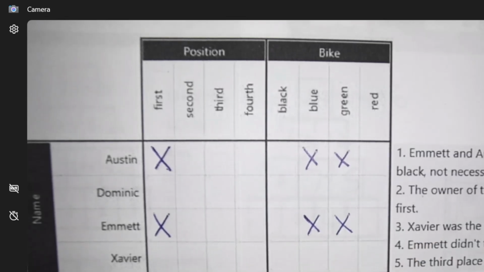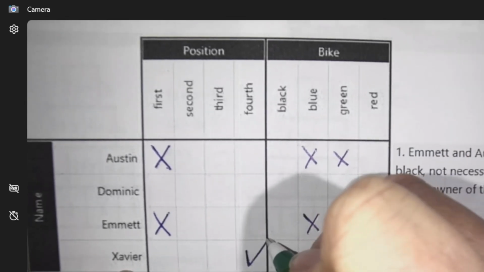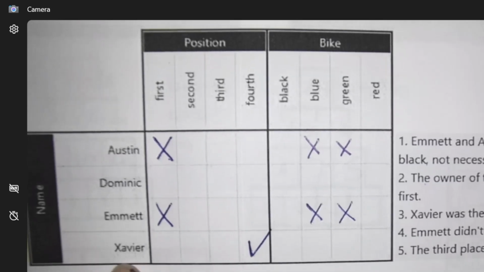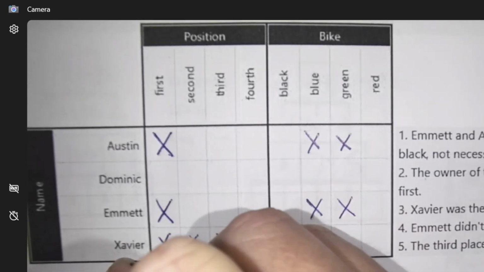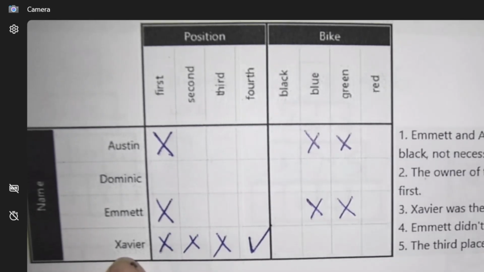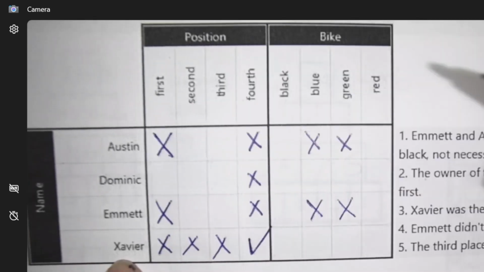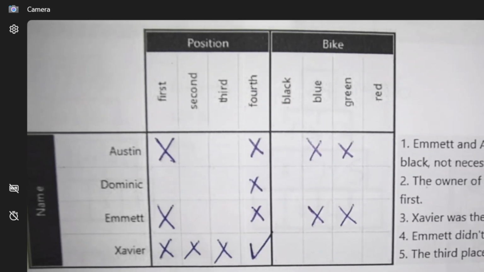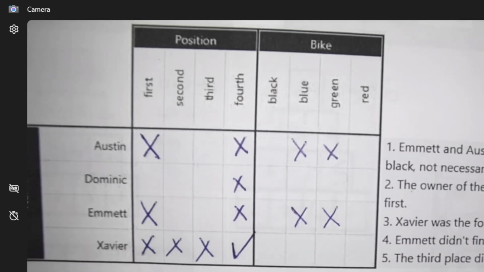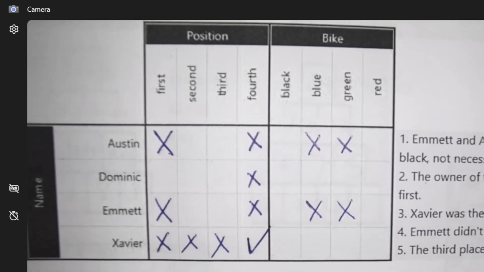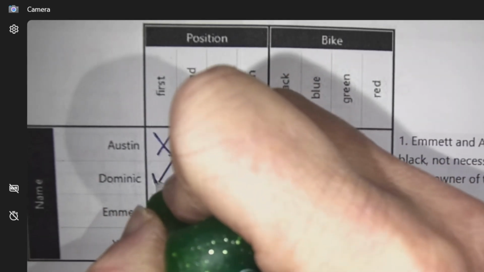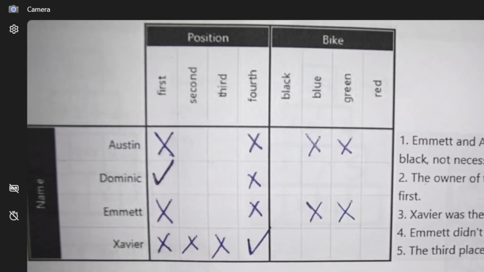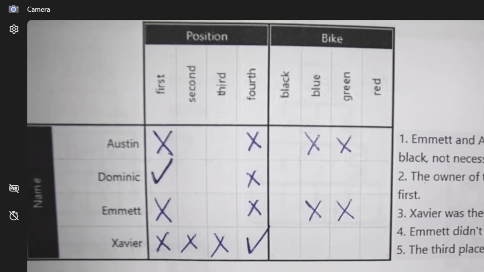Xavier was fourth, so we can go, Xavier got fourth. So I'm going to go X, X, X. I'm also going to go X, X, X, like that. Eliminate all the other fours, eliminate Xavier in the other places. There's a conclusion here. What do you know now about Dominic? Got first. That's the only thing that's left. I know, but you can't have them in and out like that. It's just a no.